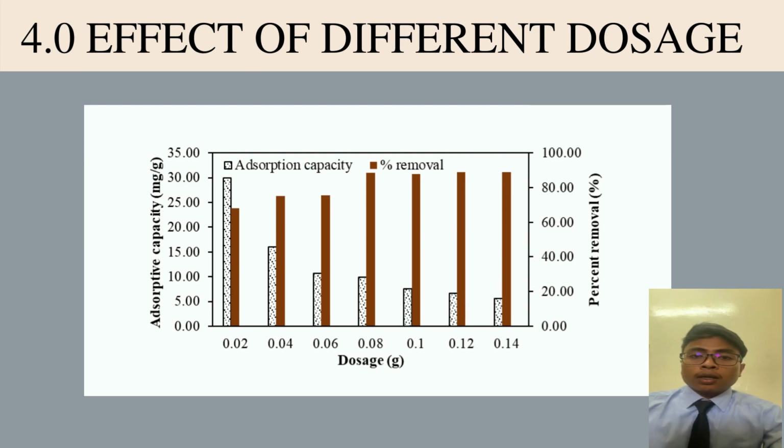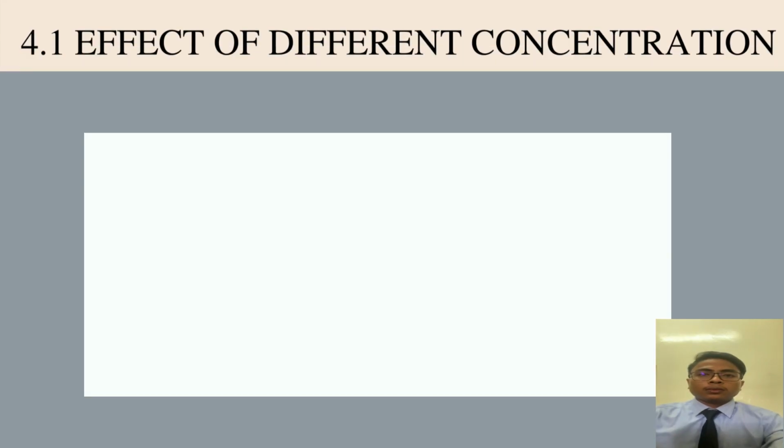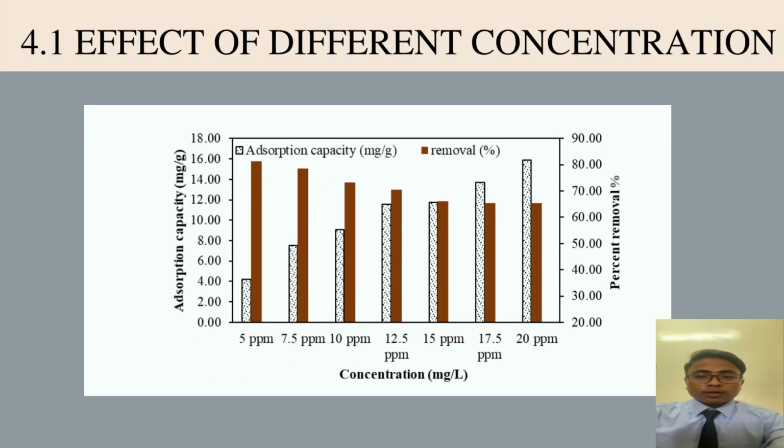As you can see, it is because of the availability of a greater number of active centers at higher adsorbent concentration. Chen in 2012 reported a similar result when using 1.0 gram per liter to 1.75 gram per liter of activated carbon, and the percentage removal of carbofuran increased from 41.04% to 43.56%. Next is the effect of different concentration.